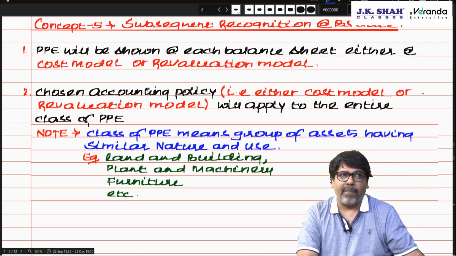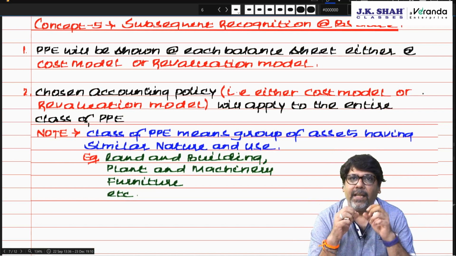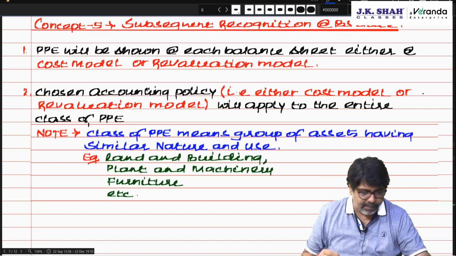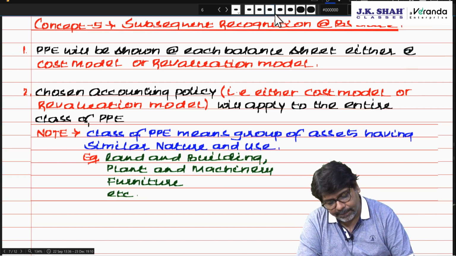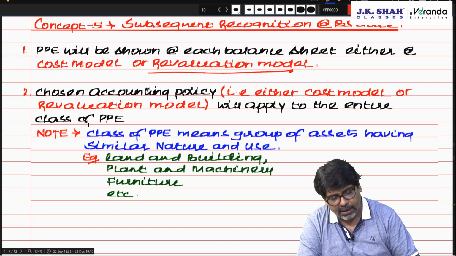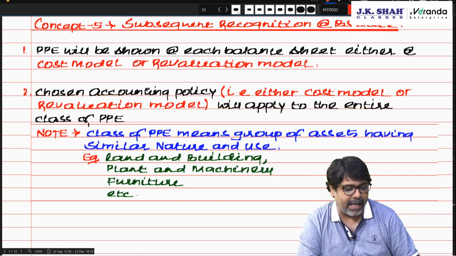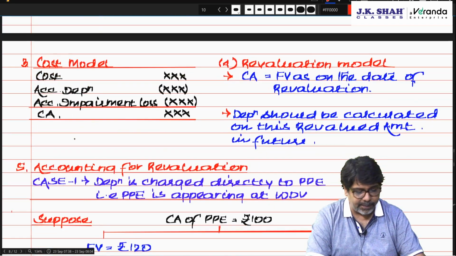Now, chartered, when we acquire, the initial recognition is done at cost, but for subsequent recognition the entity has two options: cost model or revaluation model. Correct? Now, subsequent recognition at balance sheet date, cost model or revaluation model. The chosen accounting policy, that is either cost model or revaluation model, will apply to the entire class of PPE. Note, class of PPE means a group of assets having similar nature and use.